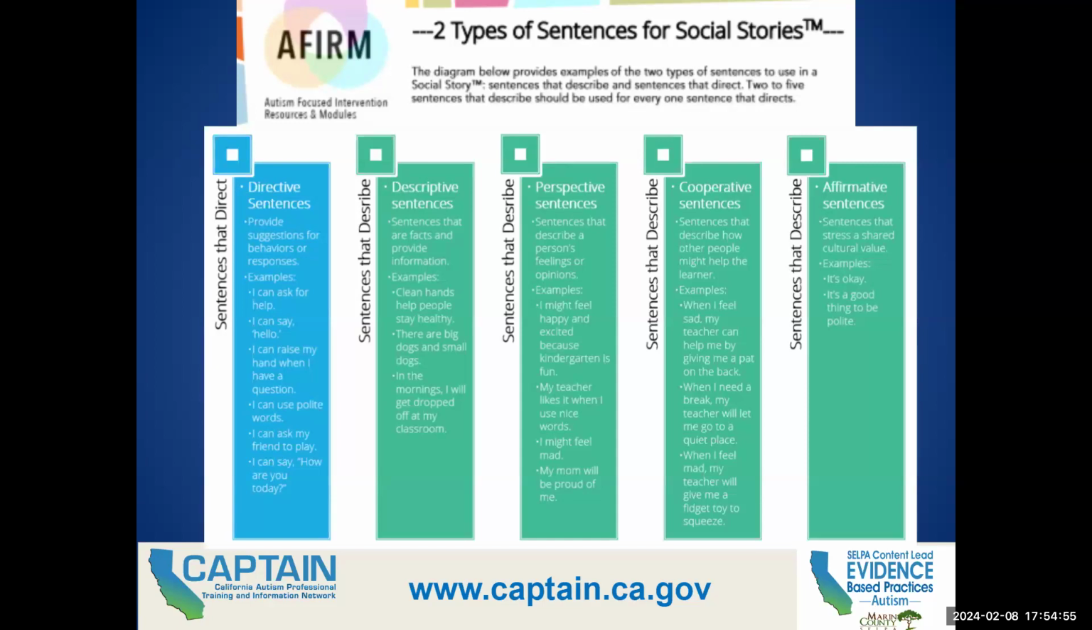And then affirmative sentences are like when we tell ourselves affirmations. It's okay. It's a good idea. I'm doing a good job, right? Or I am happy, right? So those affirmative sentences. Notice that there's way more of those descriptive type of sentences, perspective, cooperative, and affirmative, than there are of the directive, okay? I like how they color-coded.